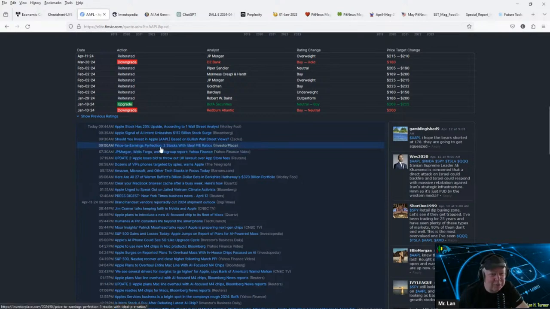Price to earnings. Perfection. Three stocks with ideal PE ratios. So Investor's Place says that Apple has good PE ratios. JP Morgan, Wells Fargo, Citigroup report, Yahoo Finance update. You could click on these and go read their articles, but these are just the headlines. Jim Cramer talks keeping faith in NVIDIA and Apple. So that was yesterday. Apple plans to introduce a new AI-focused chip to its fleet of Macintoshes.